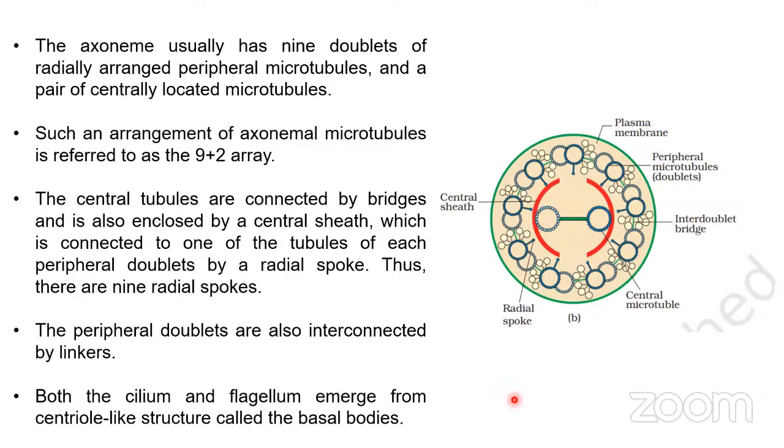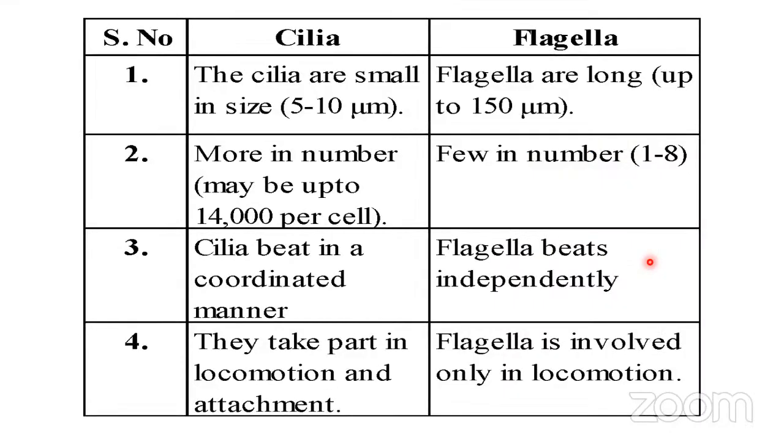Let me repeat in short: it has a 9 plus 2 array arrangement, in which there are 9 doublets of peripheral microtubules, while one doublet is present at the center. The central doublet is enclosed inside a central sheath, and that is connected to the peripheral microtubules through a radial spoke. There are 9 such radial spokes that help in the connection. Then these peripheral microtubules are interconnected through the linkers and also through the interdoublet bridge. So this was about the cilia and flagella.